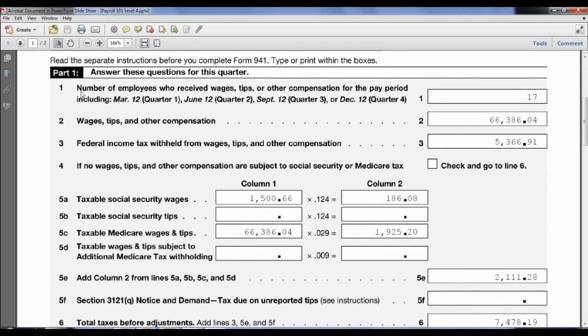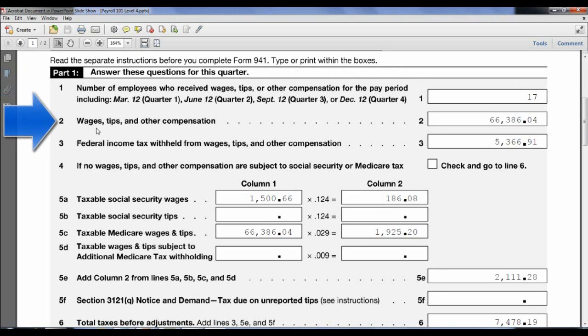Okay, let's look at line number 1. Number of employees who receive wages, tips, or other compensation for the pay period, including March 12th for quarter 1, June 12th for quarter 2, September 12th for quarter 3, and December 12th for quarter 4. This is the number of employees who receive wages, tips, or other compensation for that period. UAN automatically pulls in the number of employees who had payrolls processed.